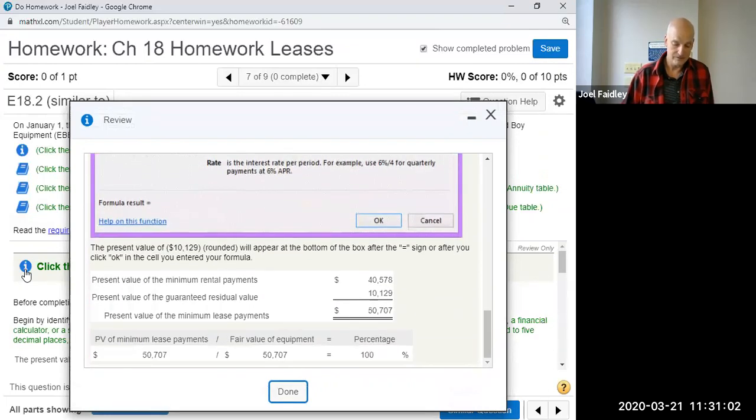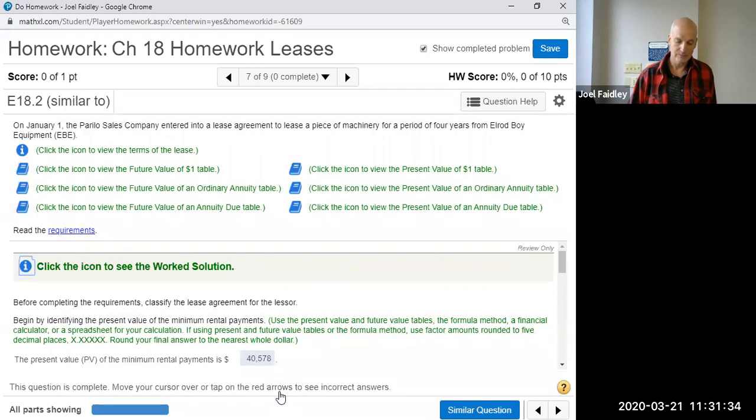All right, so that residual value is $10,129. Added to what we did in part A, $40,578. So we got $50,707. Now that puts you up beyond 90%, doesn't it? So that guaranteed residual value means the lessee is going to have to pay that at the end to this company that's leasing it to me. So I've got to pay this like a balloon payment at the end, residual value at the end. So that makes this a capital lease because of that. Interesting. Right? See what's going on there?